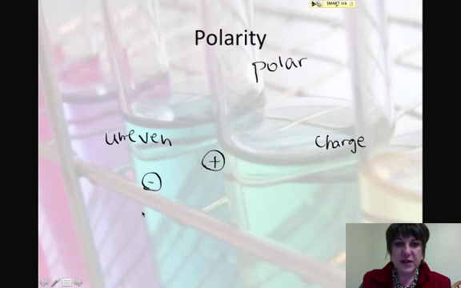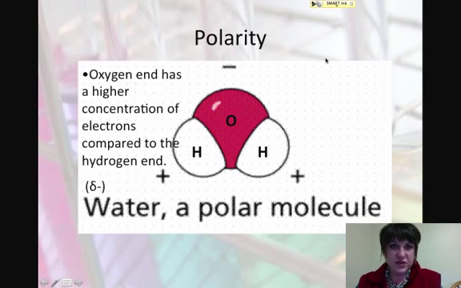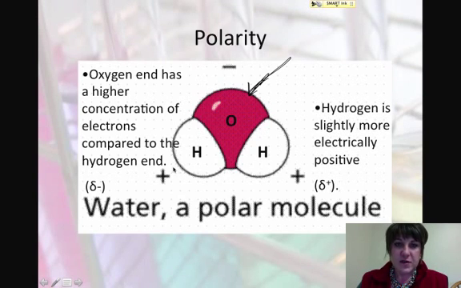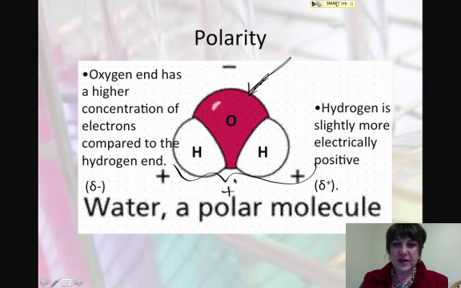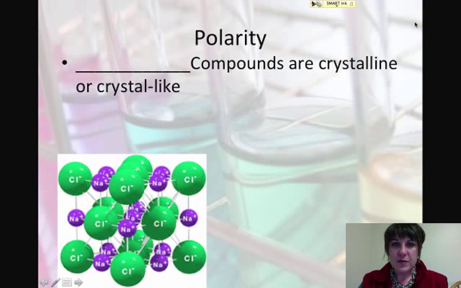So let's take a closer look at that. Here's our water molecule. Notice that the side with the oxygen on it has a higher concentration of electrons, so it's going to be more negative, and then the side with the hydrogen atoms will be more positive because it will have a lower concentration of electrons in the molecule overall. Oxygen's kind of an electron hog, so water is a polar molecule. Because it's a polar molecule, then it can dissolve all kinds of things, especially ionic compounds.